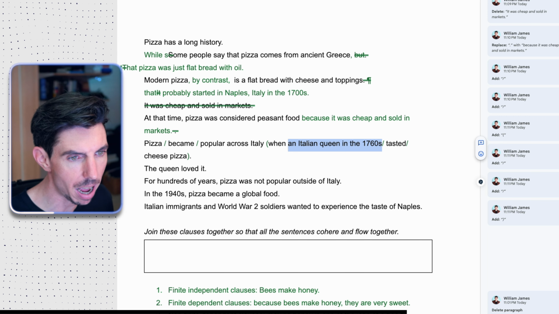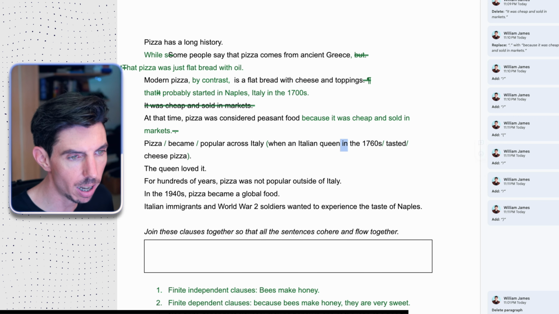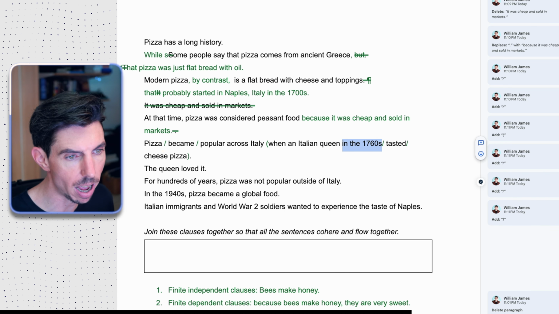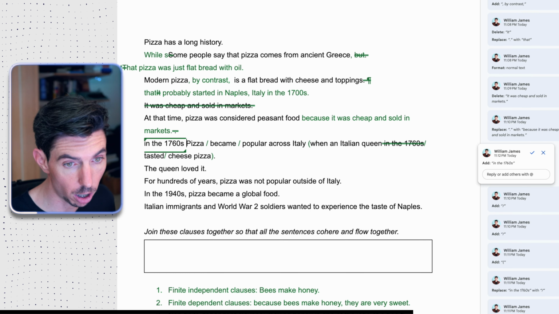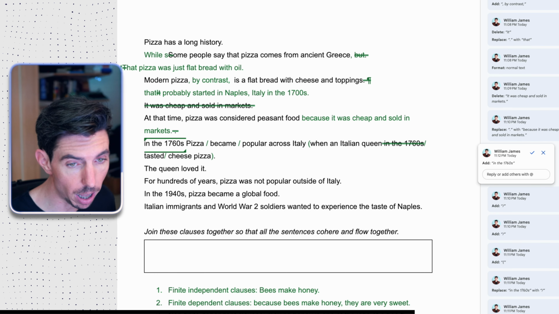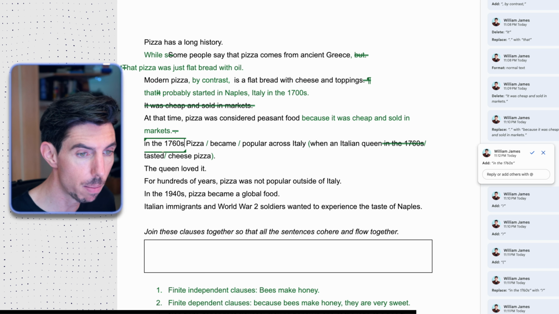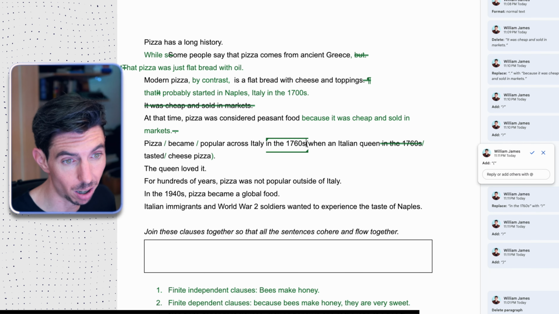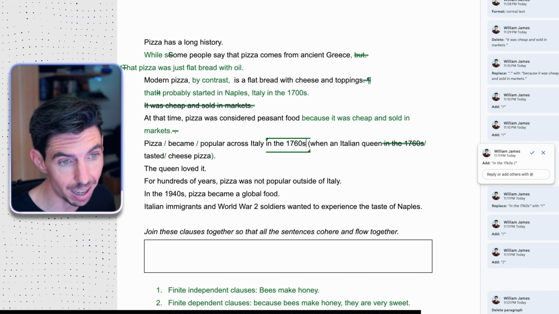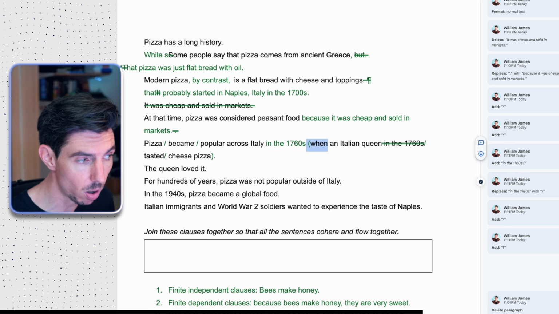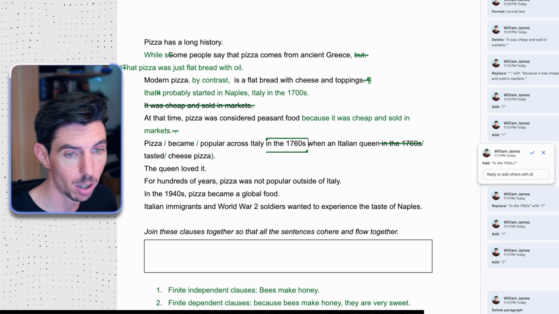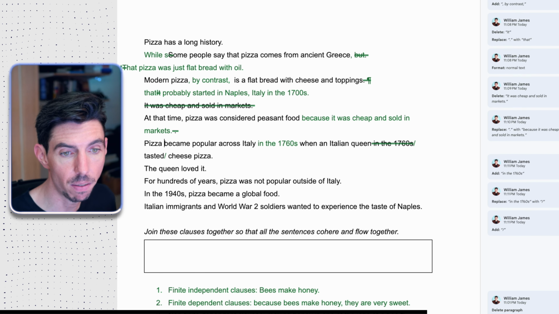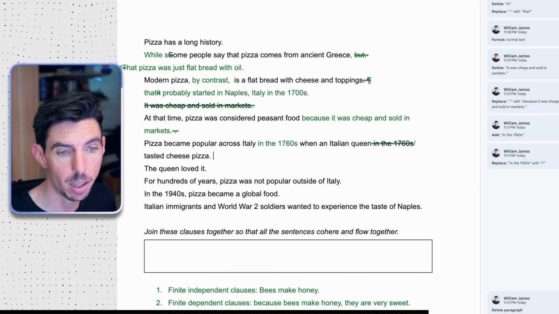It's inside this noun. An Italian queen in the 1760s. That whole thing is a noun phrase. We don't want the prepositional phrase in the noun. We want it to modify the clause. So you can put it here at the beginning: In the 1760s, pizza became popular across Italy. Or what I think is better is to put it over here, because in the 1760s flows really nicely into the subordinating conjunction when. So pizza became popular across Italy in the 1760s when an Italian queen tasted cheese pizza.